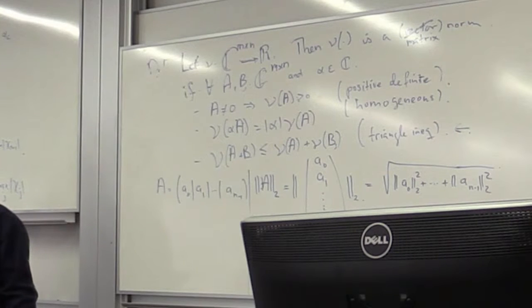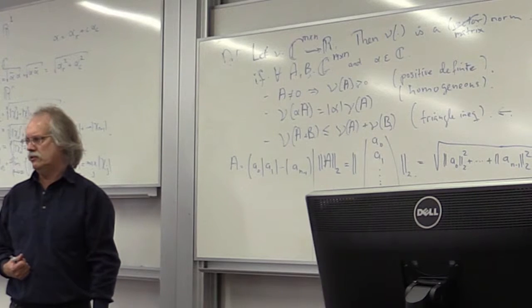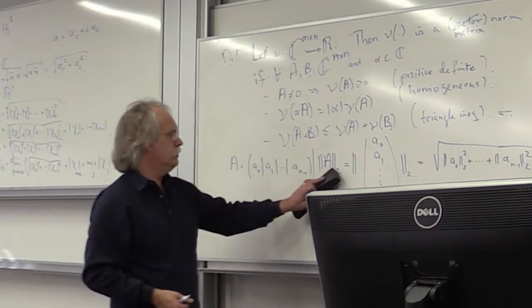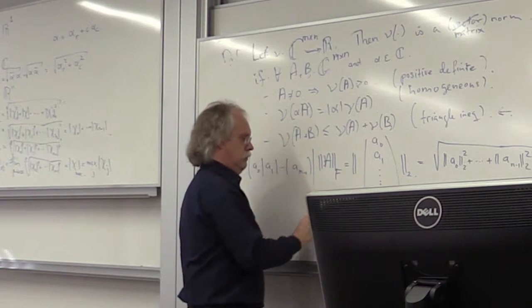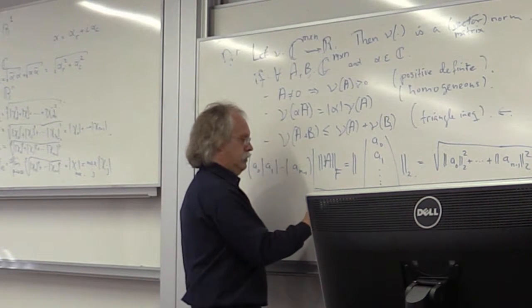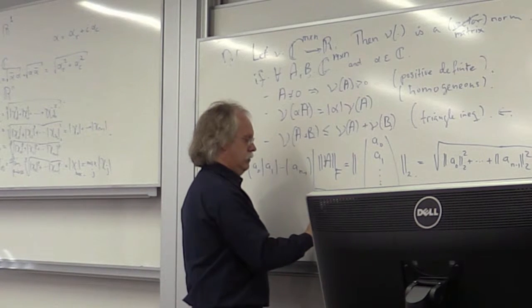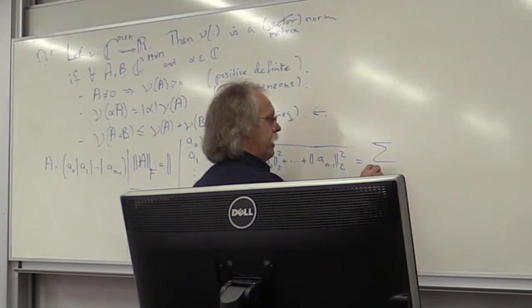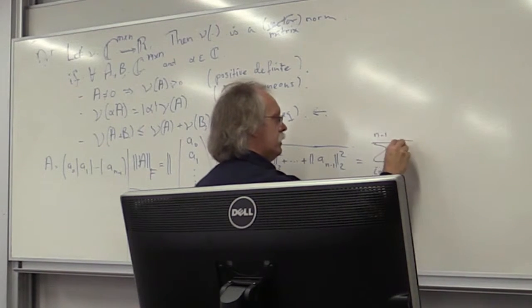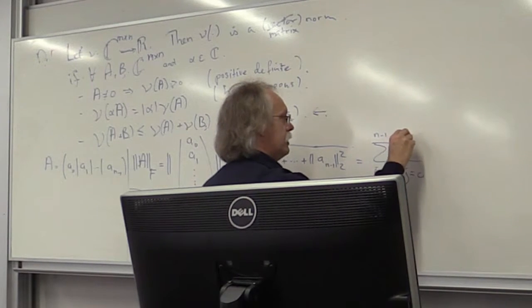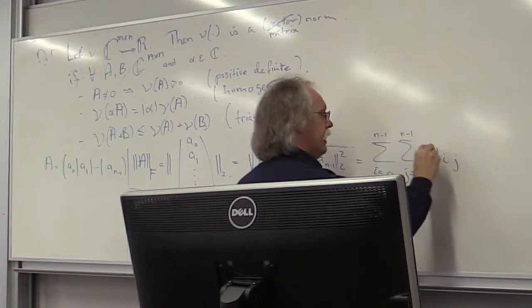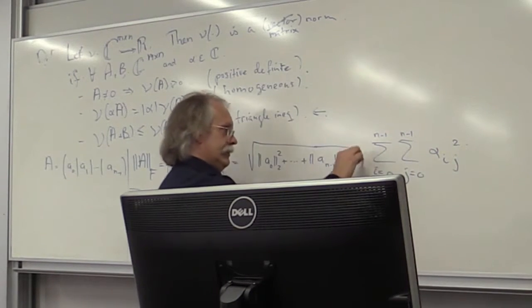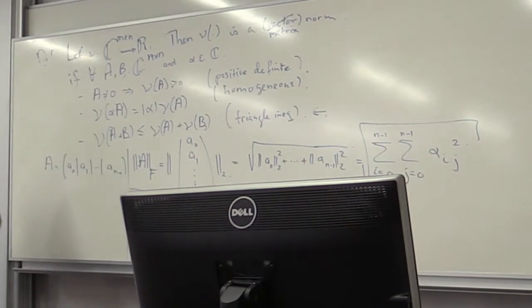But here's the curious thing. This is not what in our field we call the matrix 2 norm. This is what we call the Frobenius norm. And for completeness, let's actually write it out. It's the same as the sum from i equals 0 to n minus 1 of the sum from j equals 0 to n minus 1 of the ij entry squared, and then the square root of that. Okay?